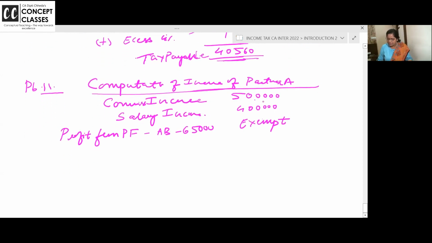So commission income is 5 lakh, salary income is 4 lakh, and profit from the partnership firm, 65,000, A will receive, but it is exempt from tax. It is not taxable again under Section 10(2). This will be repeated in the chapter called exemptions. Section 10 is a list of all the incomes which are exempt.